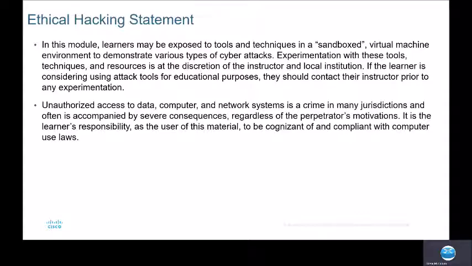Unauthorized access to data, computer and network systems is a crime in many jurisdictions, and is often accompanied by severe consequences, regardless of the perpetrator's motivations. It is the learner's responsibility as the user of this material to be cognizant of and compliant with computer use laws.